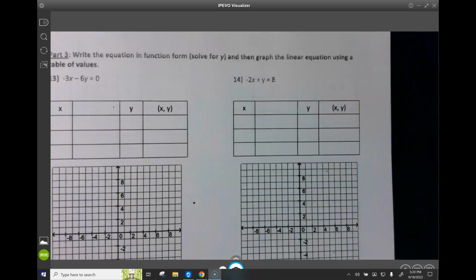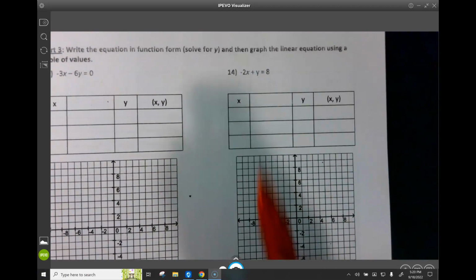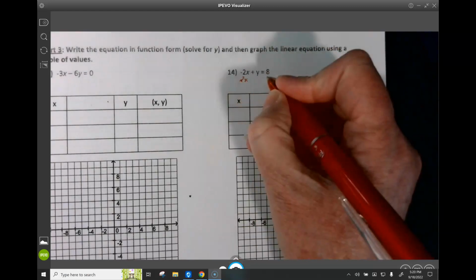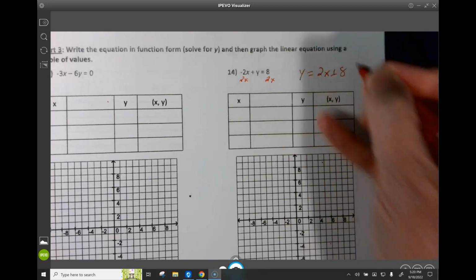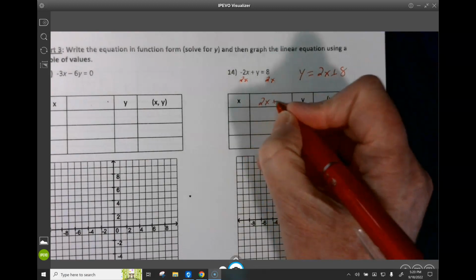Okay, so we're going to go to a simpler one so that you can practice actually just graphing. I'm going to go to number 14 next. So look for number 14. And we have to get y by itself. So add 2x to both sides, and I get y is equal to 2x plus 8. This is way nicer than what I was giving you before.